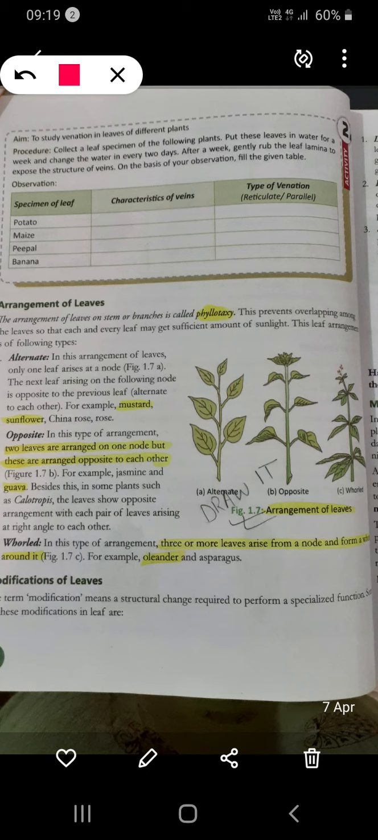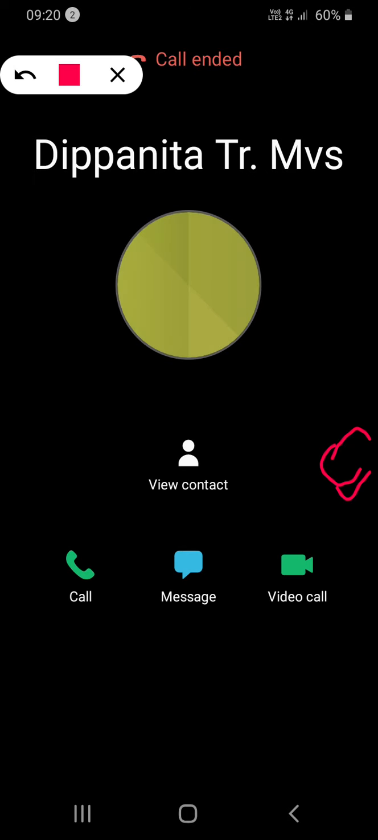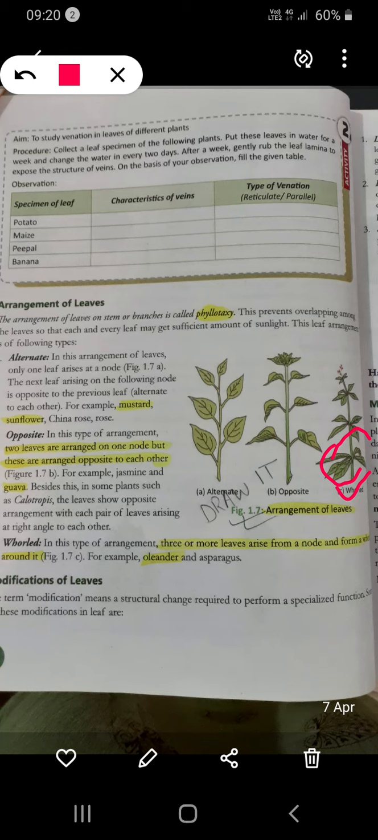And now see the last one. This is called whorled arrangement. You can see here the leaves are in a circular shape. They are forming a circle like design, a round shape, so they are called whorled arrangement. So students, these are examples of whorled arrangement: oleander, asparagus. So you have to draw this.